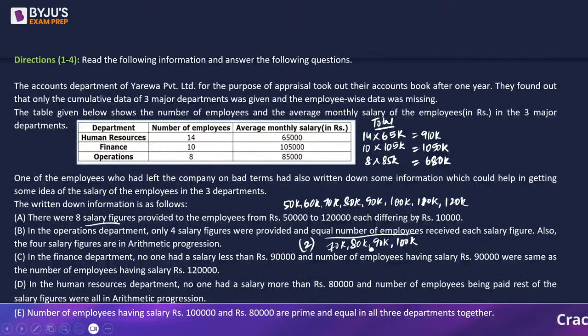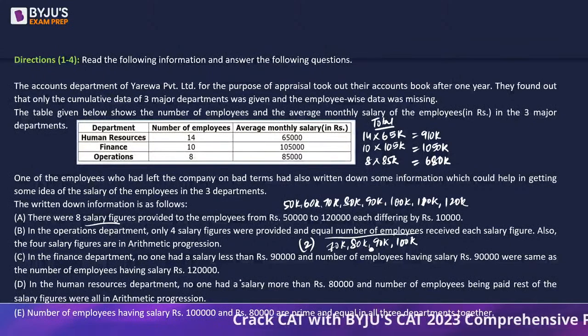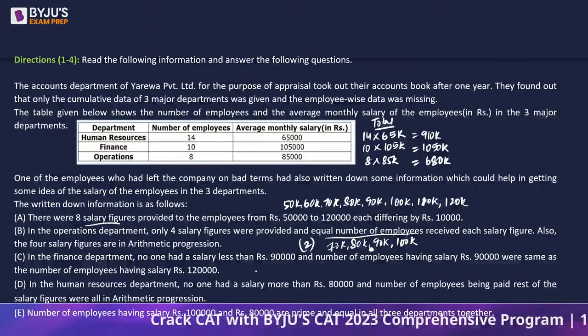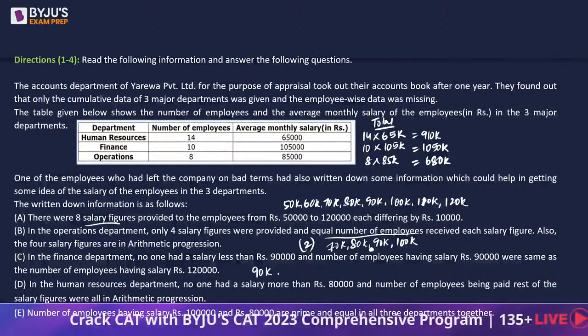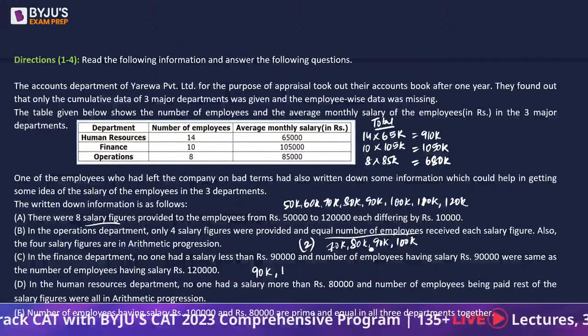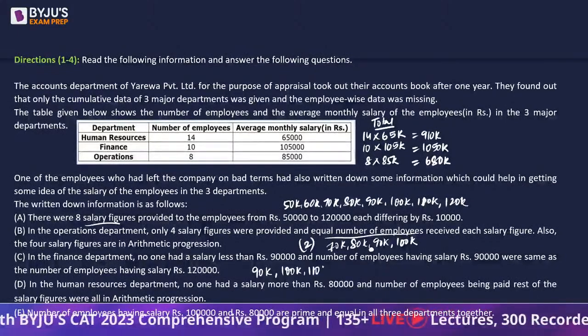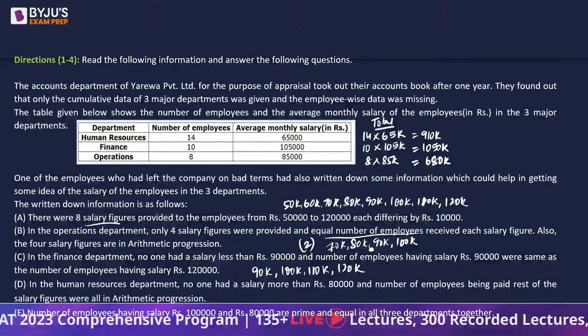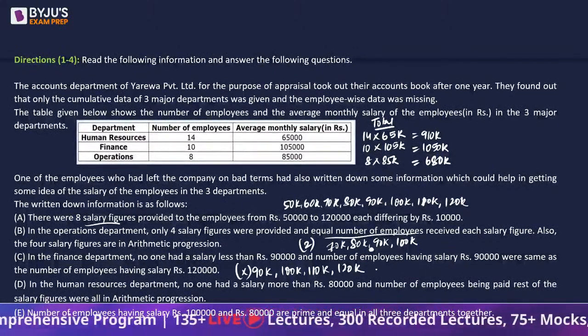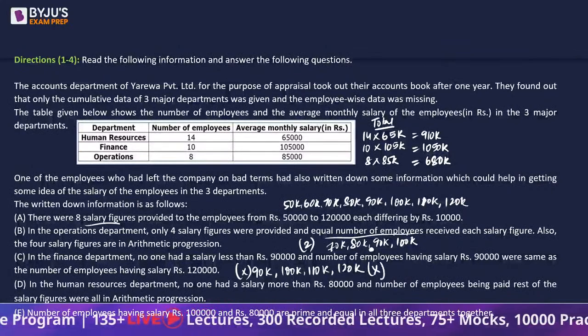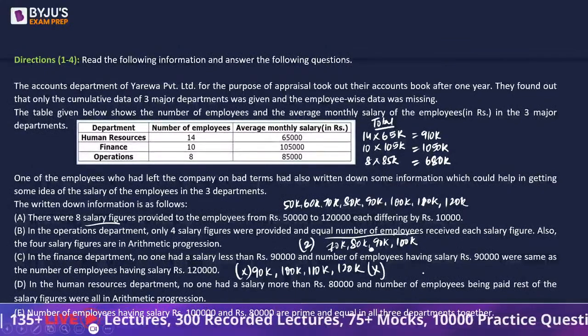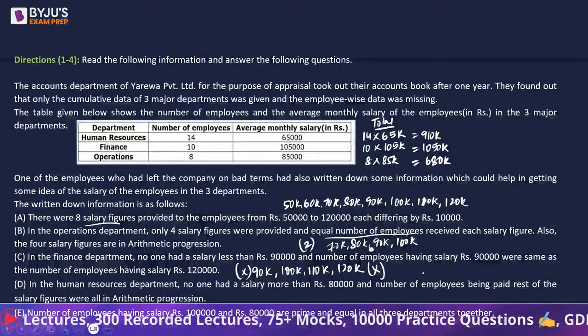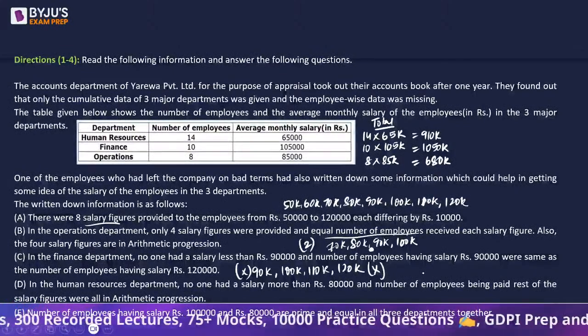Okay, next. In the finance department, there are 10 people. No one had a salary less than 90,000 and the number of employees having salary rupees 90,000 was the same as the number of employees having salary rupees 120,000. So we have 90,000, then 100,000, then 110,000 and 120,000. If we have X employees for 90,000, we will have X employees for 120,000, right? And the overall average is 105.